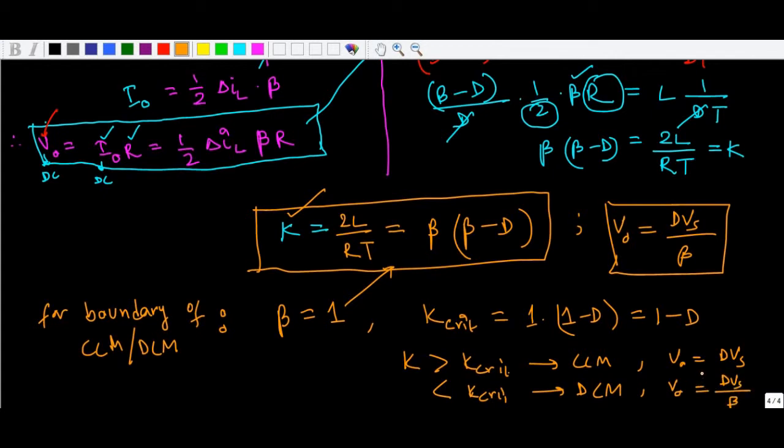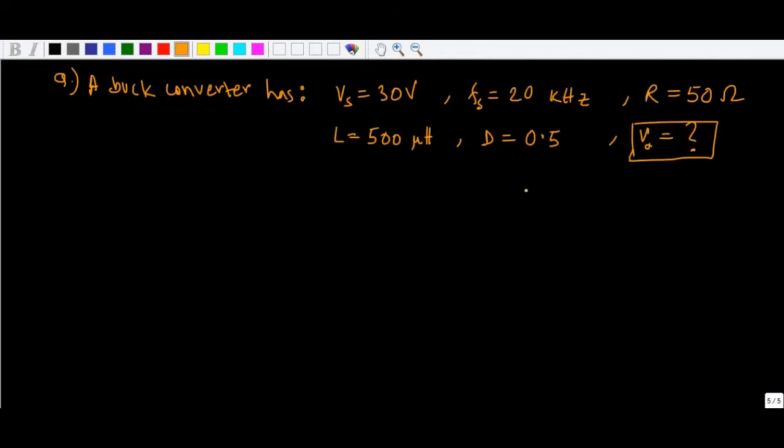Now, in the following slide, we will see a problem based on this concept. So, let us solve this problem. Here we have a buck converter that has input DC voltage of 30 volt, switching frequency of 20 kHz, and duty cycle of the switch is 0.5. The load resistance is 50 ohm, and the value of the inductor is 500 microhenry. And they are asking what is the value of the output voltage.